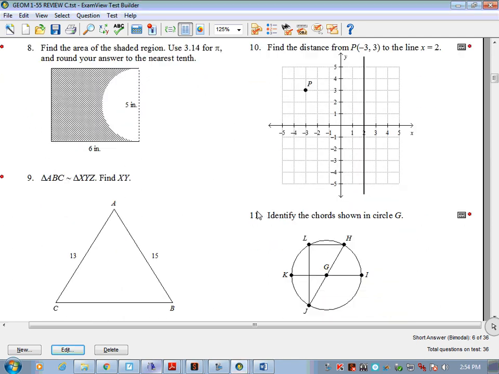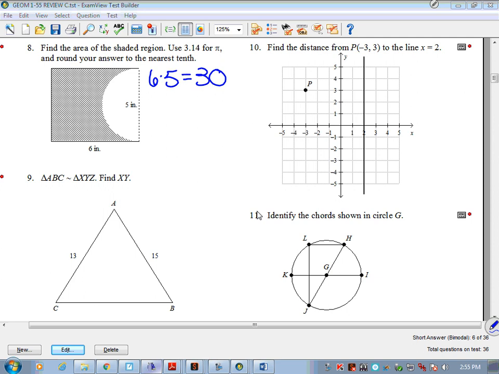Okay, number 8, we're looking for the area of a shaded region. In order to do that, we need to find the area of the entire region and subtract out the area of the unshaded region to find out what is left. What I have here is a rectangle, and that's the area of the whole region. The area of a rectangle is found by length times width. The length here is 6, the width is 5. So we're going to get 6 times 5 equals 30.